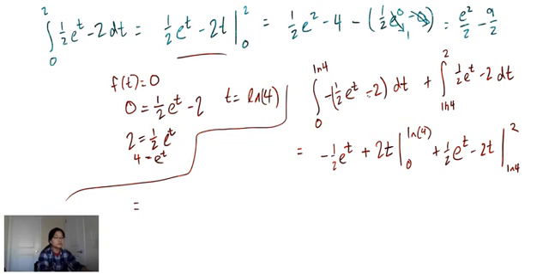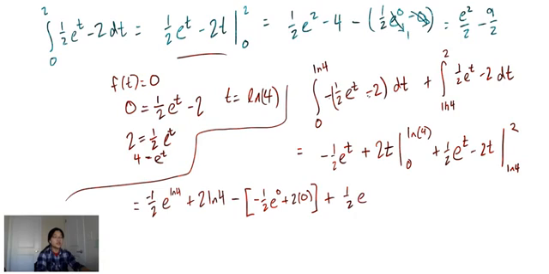So we have this equals negative 1/2 e to the natural log of 4 plus 2 times the natural log of 4 minus, parentheses, negative 1/2 e to the 0 plus 2 times 0 plus 1/2 e to the 2 minus 2 times 2 minus, parentheses, 1/2 e to the natural log of 4 minus 2 times the natural log of 4. Okay, so let's simplify.